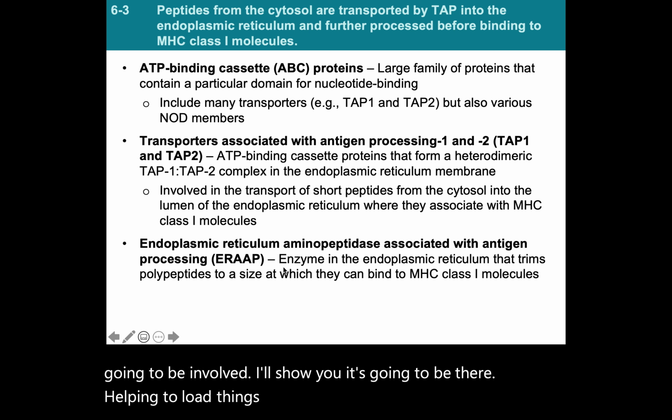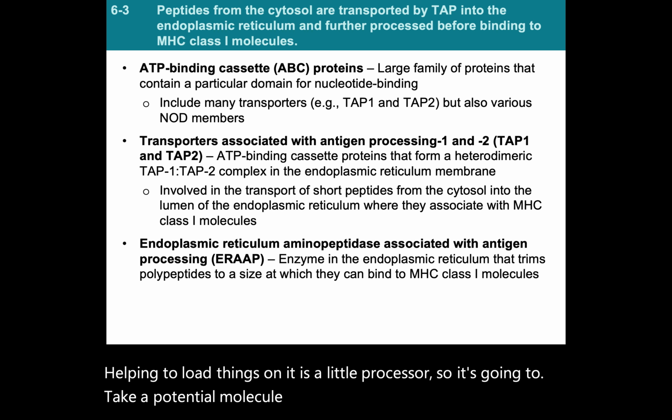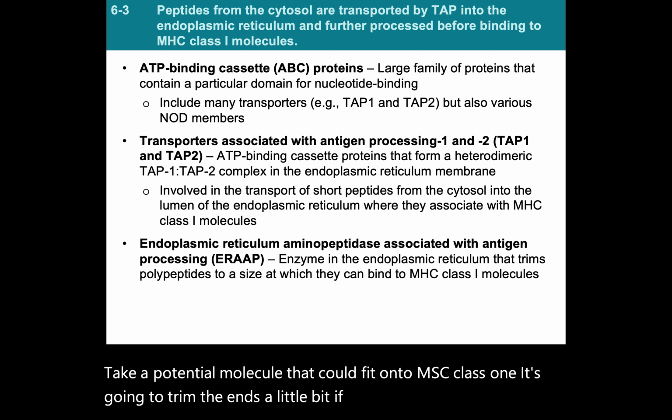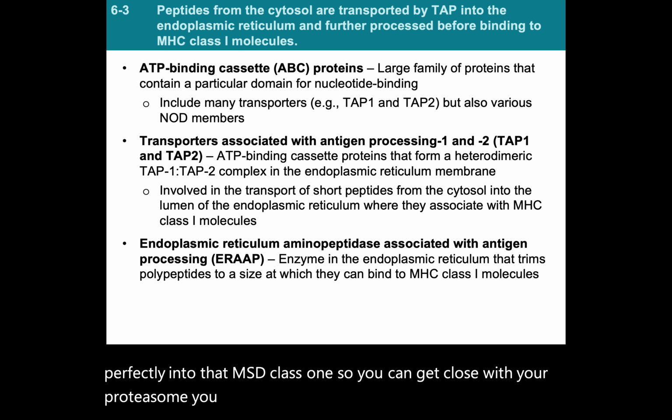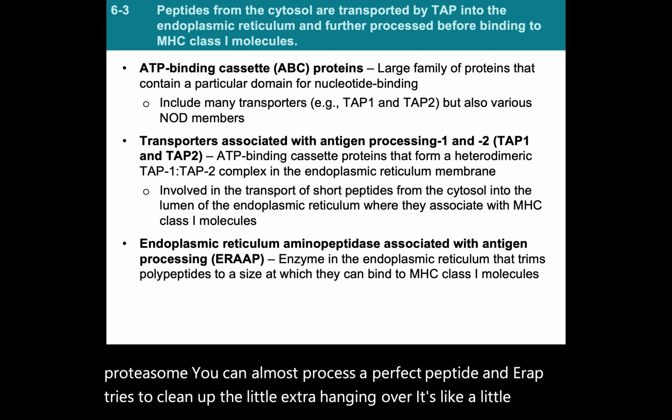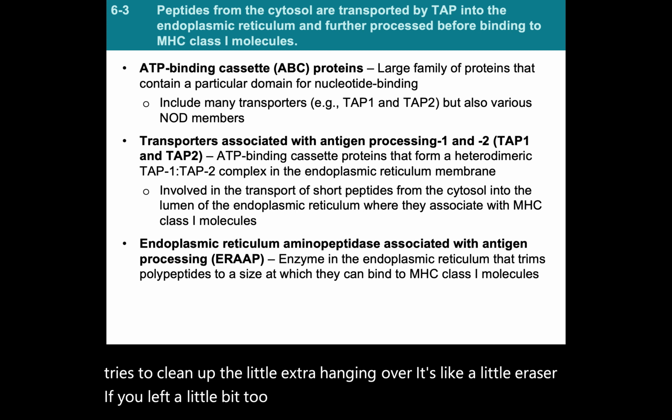It is a little processor. It takes a potential molecule that could fit onto MHC class 1, and if it doesn't fit, it trims the ends a little bit so that it fits just perfectly into that MHC class 1. You can get close with your proteasome, almost processing a perfect peptide, and ERAP tries to clean up the little extra hanging over. It's like a little eraser. If you left a little bit too much protein on there, it just gives it a little haircut. That's all.